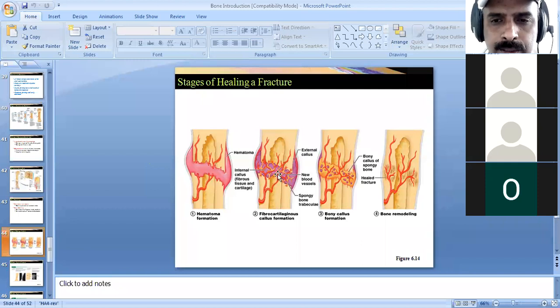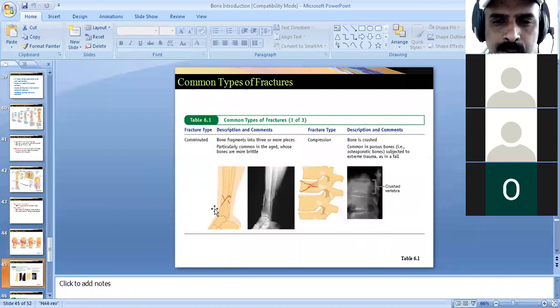You have the blood and calcium deposition. New blood vessels are formed, and spongy bone we are going to see. Then there is healing of the fracture, bone remodeling, and remodeling of the bone takes place. Here you have the fracture lines, where fracture of the spine and fracture of the lower end of tibia and fibula. That is all you can see here.